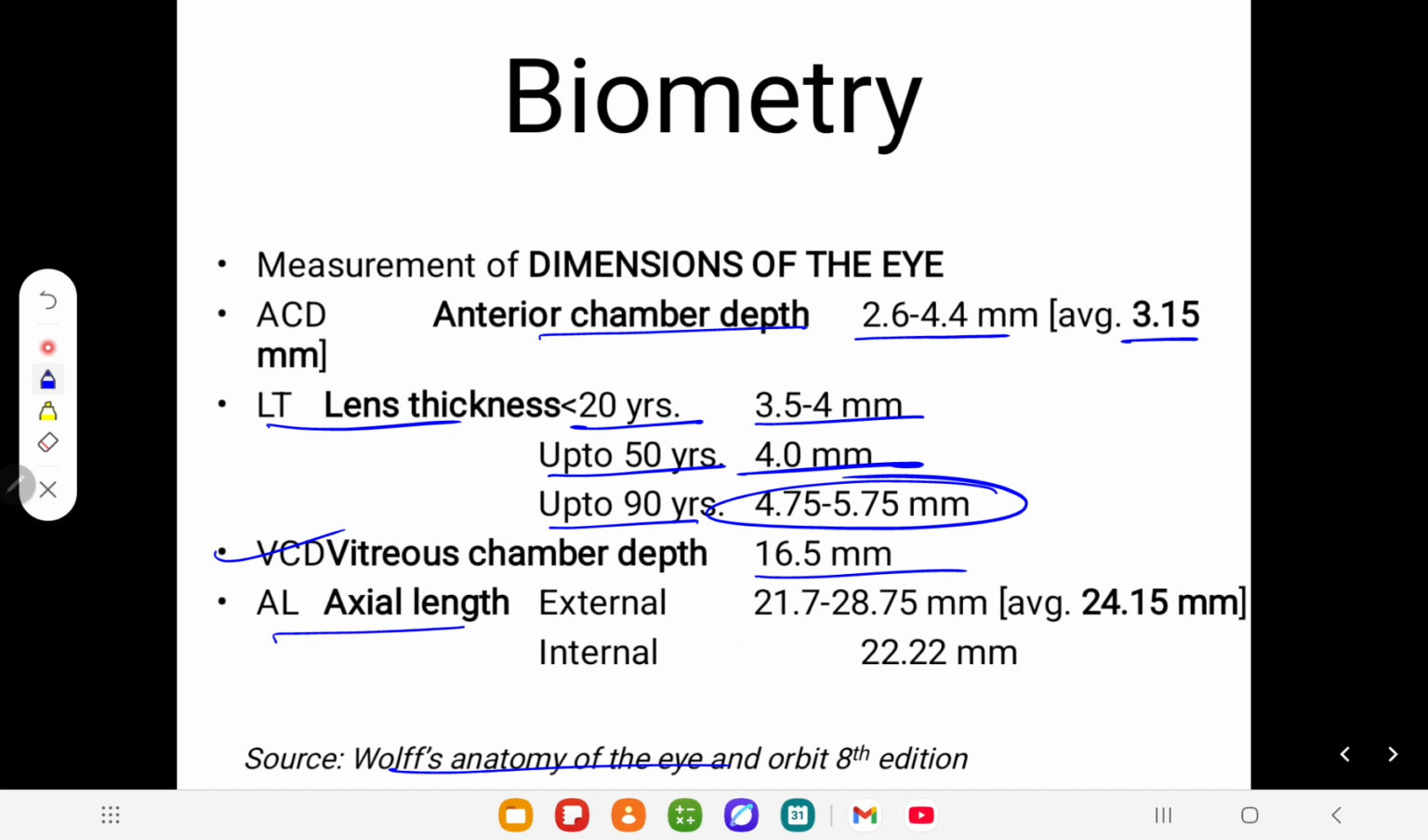Axial length, external and internal. The average varies roughly between races and many other things. Okay, so let it be. We always take 24 as a rough idea.